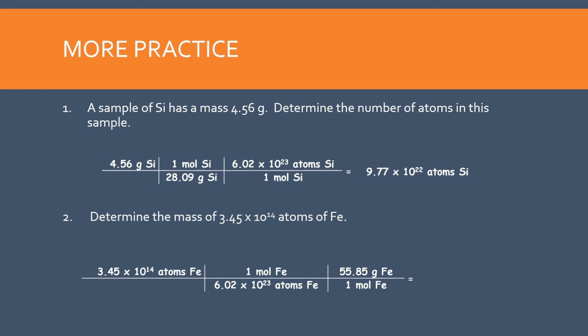So taking a look here at the setup, I have 3.45 times 10 to the 14th atoms of Fe. I'm going to divide that by the number of particles, which is that 6.02 times 10 to the 23rd. Then I'm going to take my moles and convert that to grams, and that 55.85 just comes off the periodic table for iron. I solve it out and I end up with 3.20 times 10 to the negative 8 grams of Fe. Again, using that mole road map, you can see step by step as far as where you're supposed to go. That should help you when you're solving these problems out.